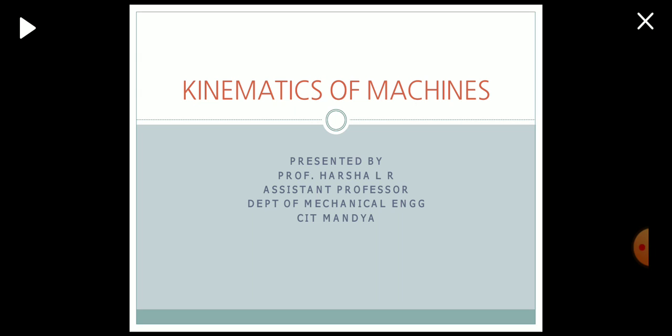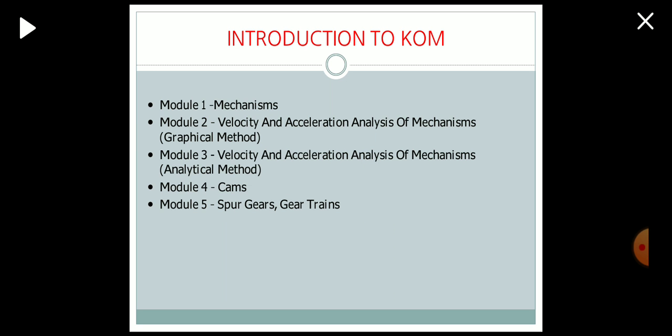I'm going to take Kinematics of Machines for you for the fourth semester. The code of the subject is 18ME44. So before starting, we shall see the syllabus. In the syllabus, what is given.